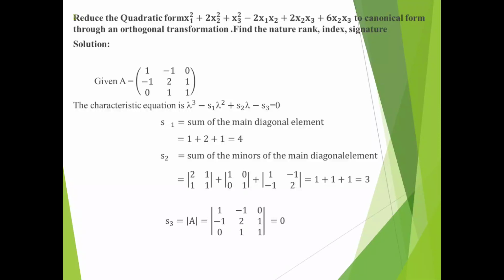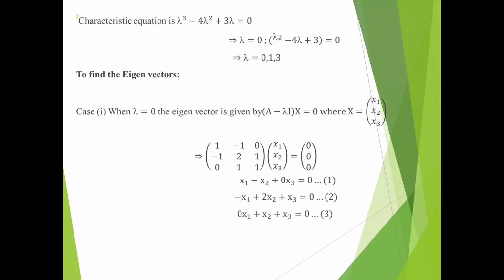The next, S3. S3 is determinant of A. Here the determinant is 0. So next we have to substitute S1, S2, S3 in the characteristic equation. So after that we have to get the cubic equation. When we solve the cubic equation we can get the lambda values. Here the lambda values are 0, 1 and 3.